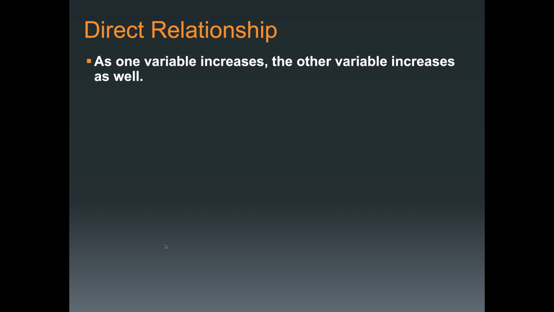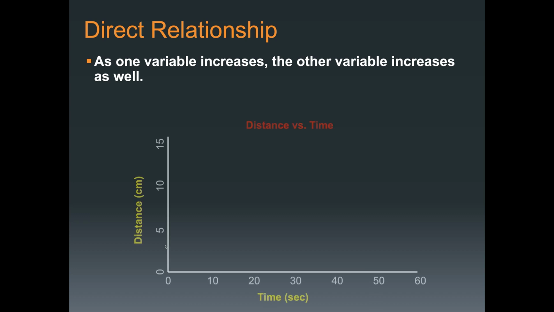If one variable increases and the other variable does also, well, that would be a direct relationship. So just like the ones we've been graphing. That's a nice direct relationship. As time increases, the distance increases as well. Right? Let's say you're driving a car. Well, the longer you drive it, the further you're going to drive. Okay, that's great. All right.